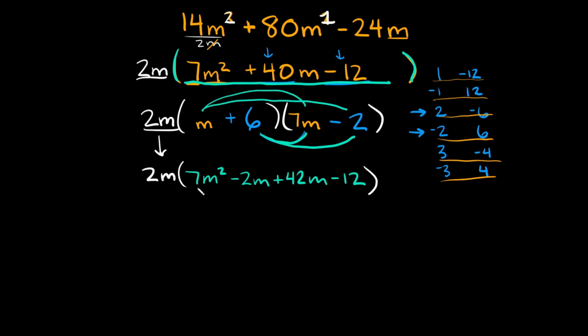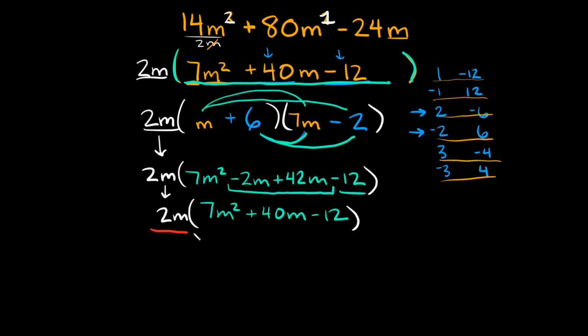Okay, and now the last thing I'm going to do is simplify this by combining like terms. So here we're going to have 7m squared, and then here we have negative 2m plus 42m. Negative 2 plus 42 is positive 40, right? So we're going to have positive 40m, and then minus 12 at the end. Okay, and again, you can put your parentheses on there and bring down the 2m again.